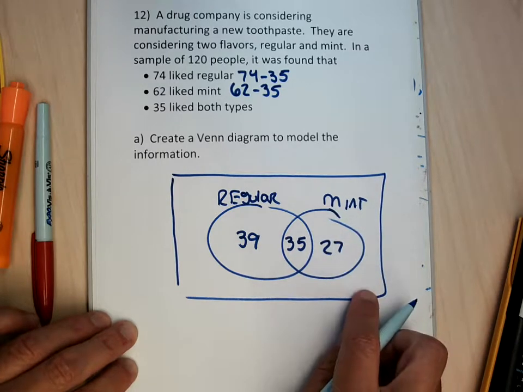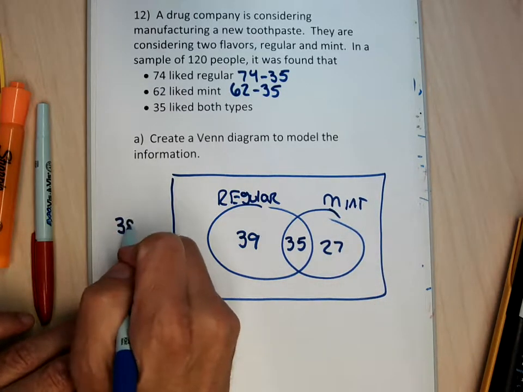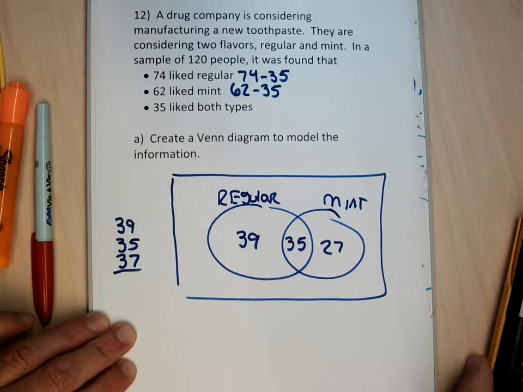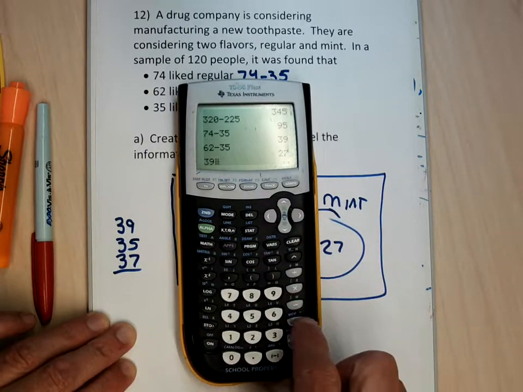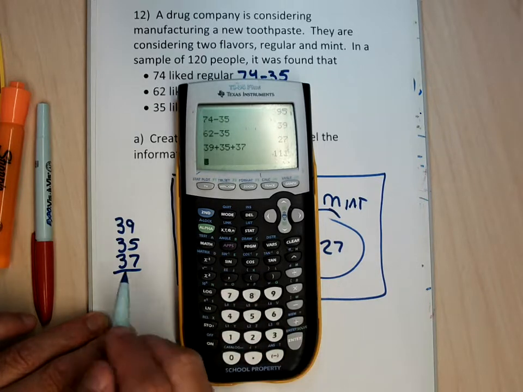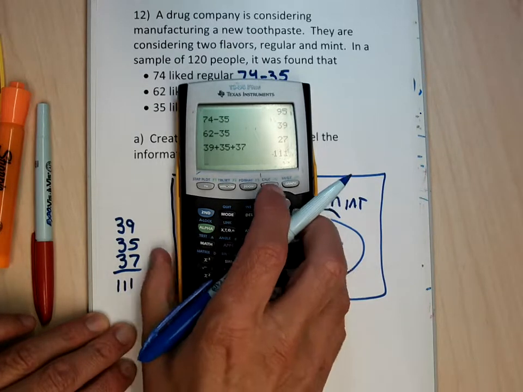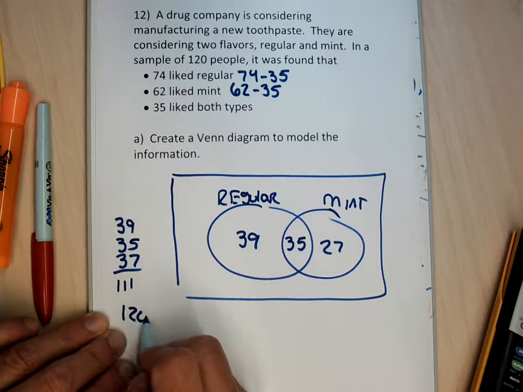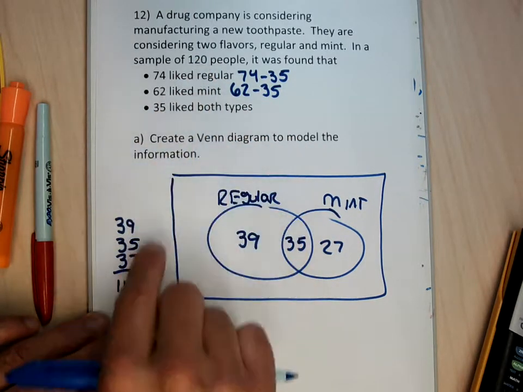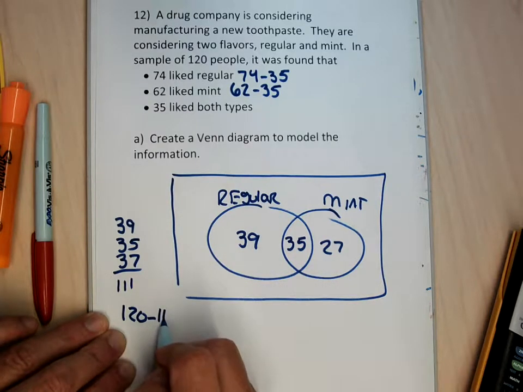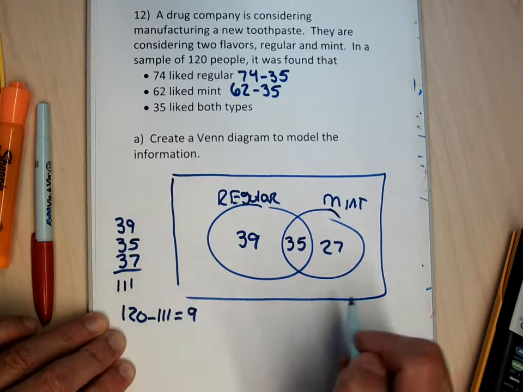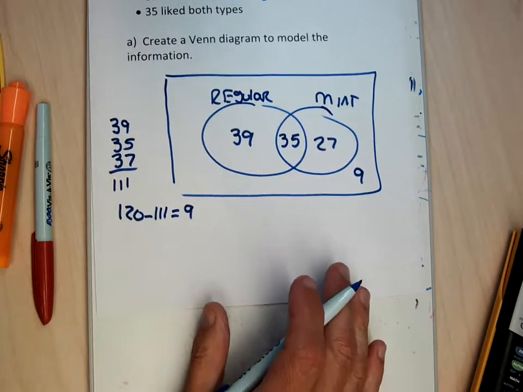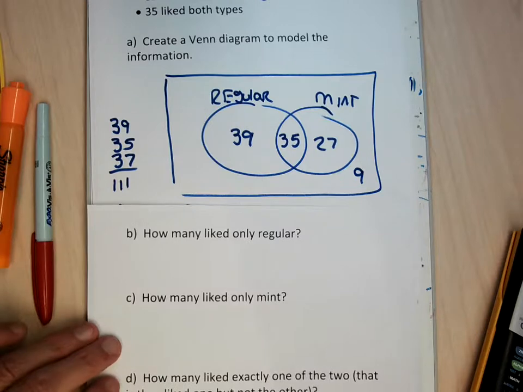And then region 4, to get region 4, I have to add up the numbers that are already placed, which is 111, and subtract that from the total number. The difference between the 120 people that were surveyed and the 111 that liked at least one of the two gives me the 9 for region 4. So that's the Venn diagram I'm going to use for 12. Now I'll answer my questions.